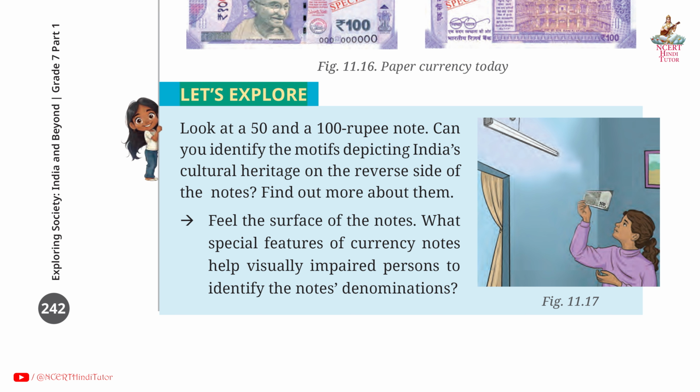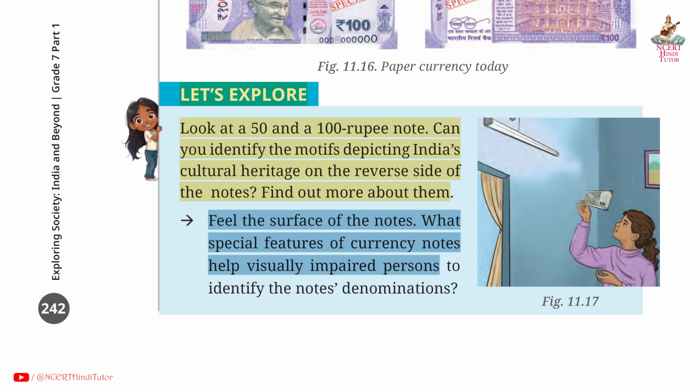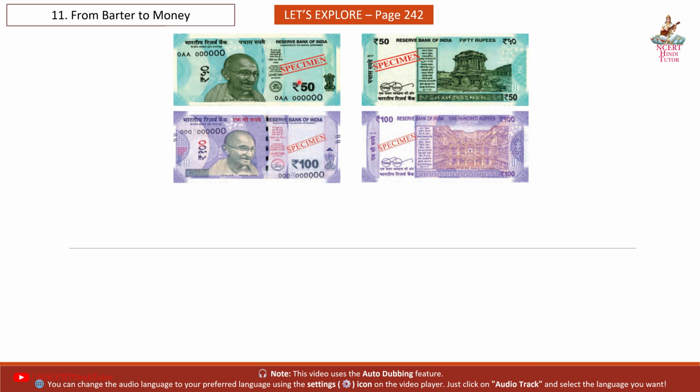Let's explore page 242. Look at a 50 and a 100 rupee note. Can you identify the motifs depicting India's cultural heritage on the reverse side of the notes? Find out more about them. Feel the surface of the notes. What special features of currency notes help visually impaired persons to identify the notes' denominations? Answer. So friends, here is the specimen for rupees 50 and rupees 100.